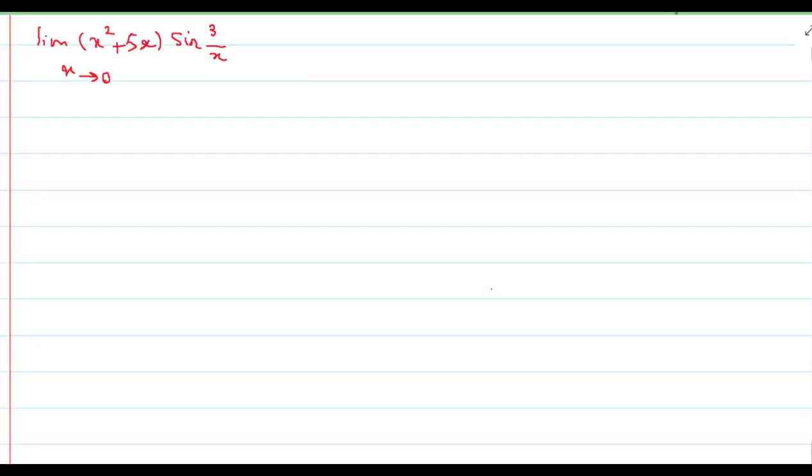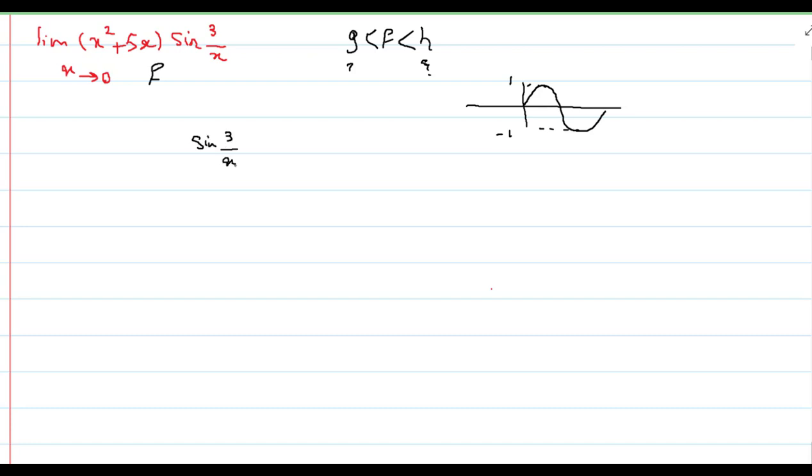We have the limit of x^2 plus 5x times sine 3 over x when x approaches 0. Now we have to squeeze f between two functions g and h. So I have to find g and h. As you see in this formula, we can say that sine 3 over x is always between the maximum and minimum range, which is minus 1 and 1. So we can say that sine 3 over x is between minus 1 and 1.